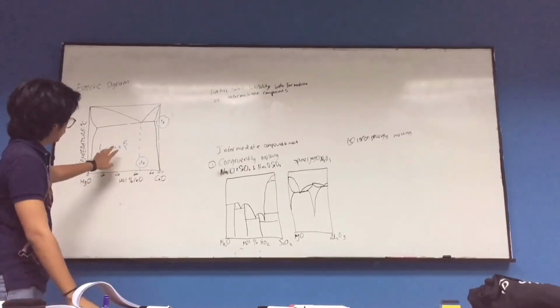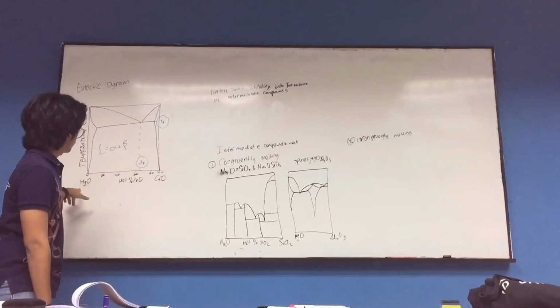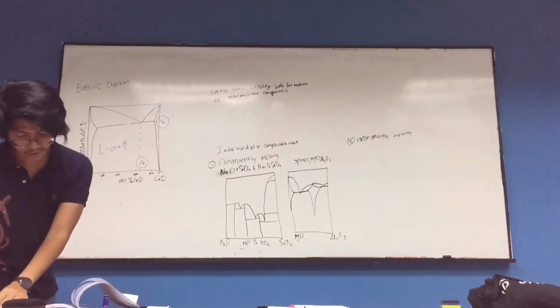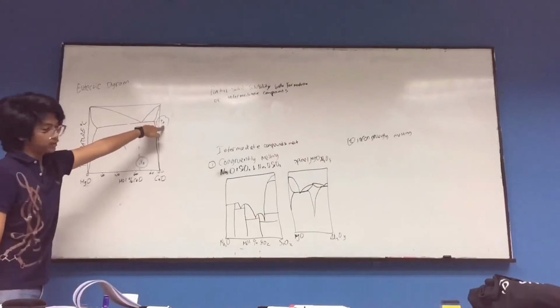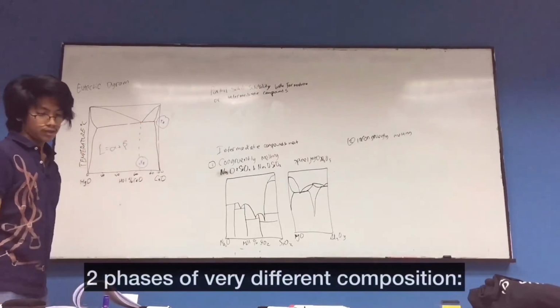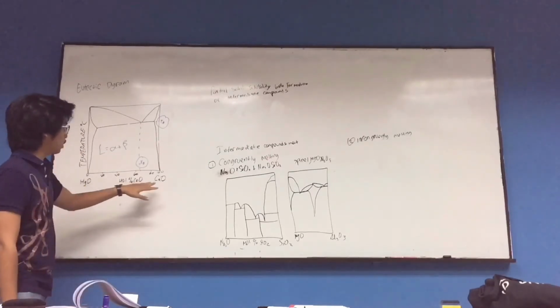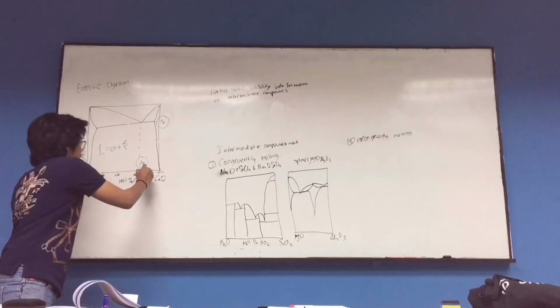Just below TE there are two phases of very different composition. This one is rich in calcium and magnesium. This is 65%.